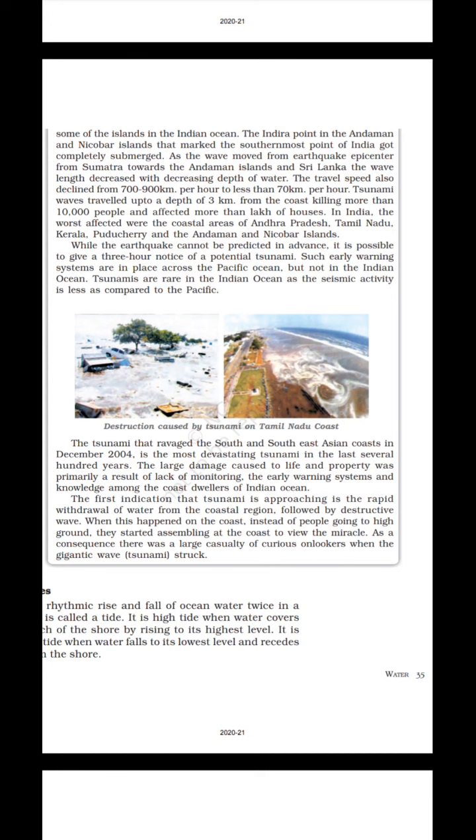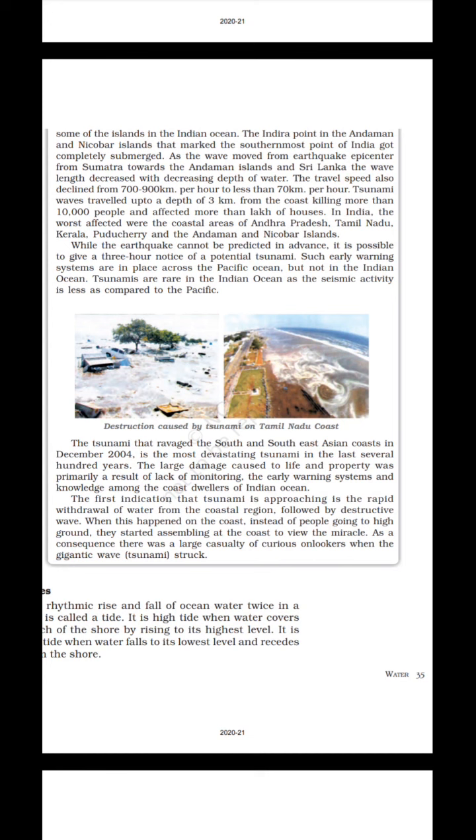The first indication that a tsunami is approaching is the rapid withdrawal of water from the coastal region, followed by a destructive wave. When this happened on the coast, instead of people going to high ground, they started assembling at the coast to view the miracle. As a consequence, there was a large casualty of curious onlookers when the tsunami struck.